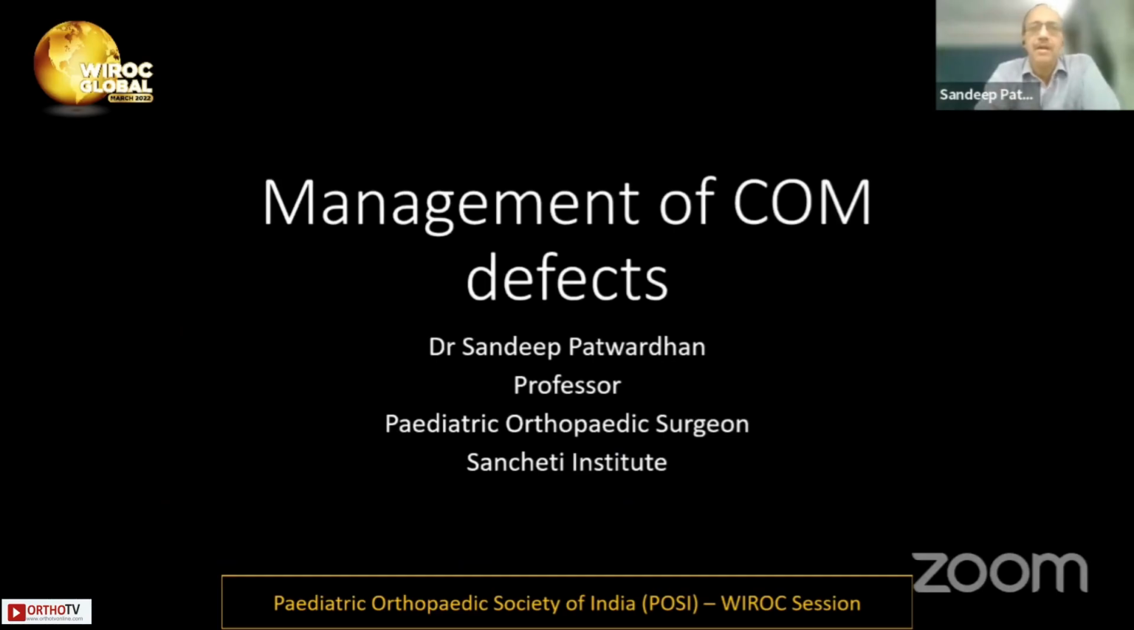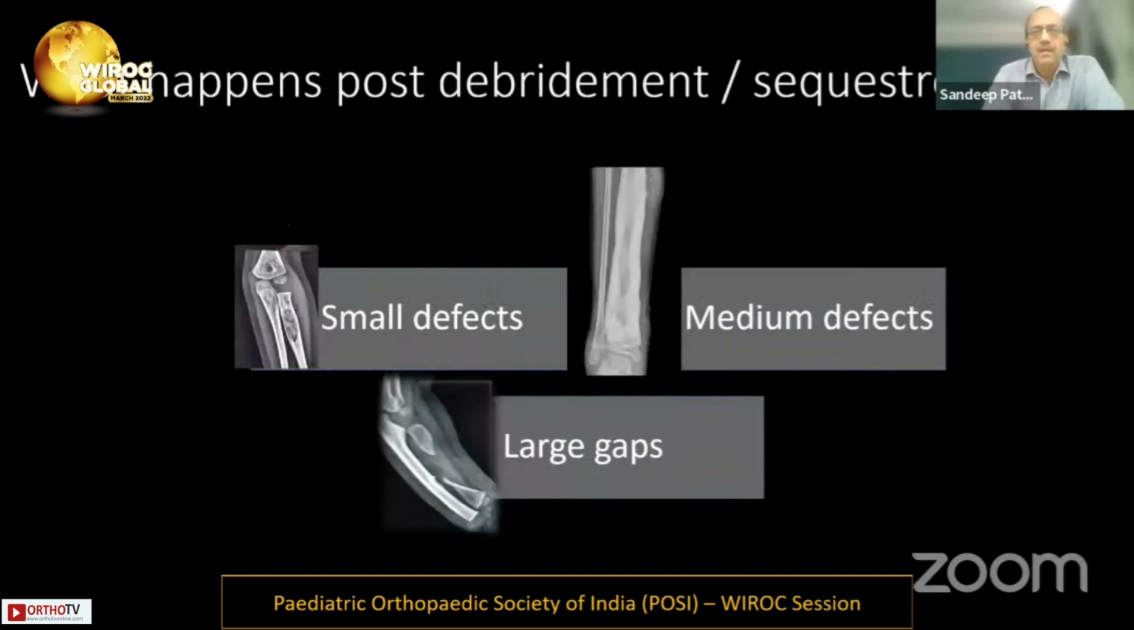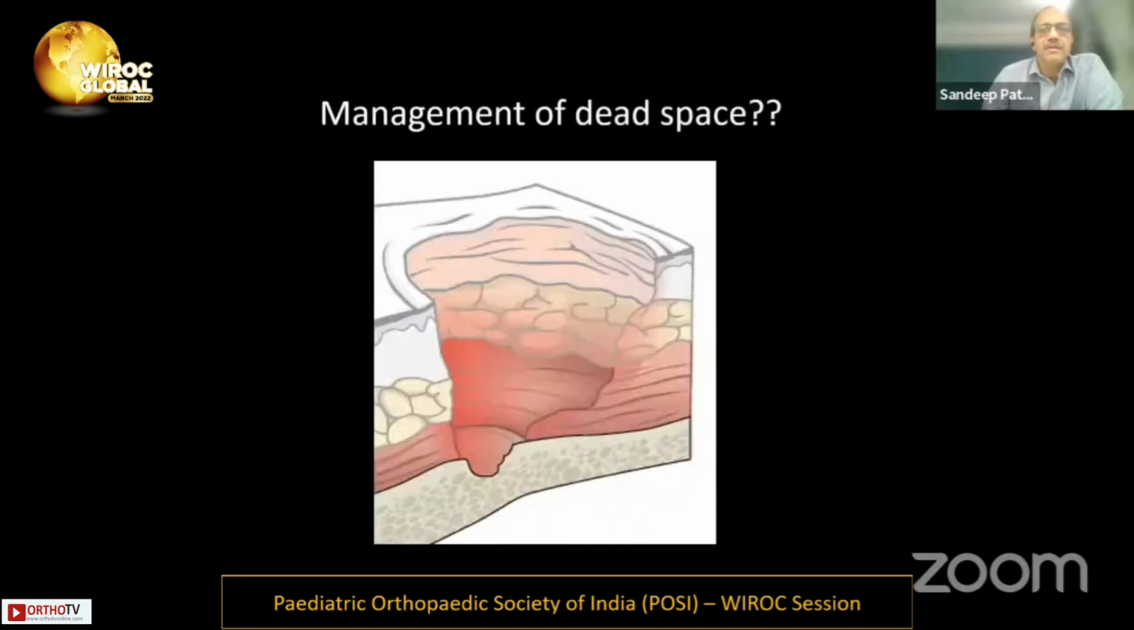I will be talking on management of the defects because of osteomyelitis. What happens post debridement and sequestrectomy commonly is we end up with small defects, medium defects, or really large gaps. And it's our job to manage them efficiently so that there is good healing as well as fewer complications of shortening, angulation, as well as pathological fractures.